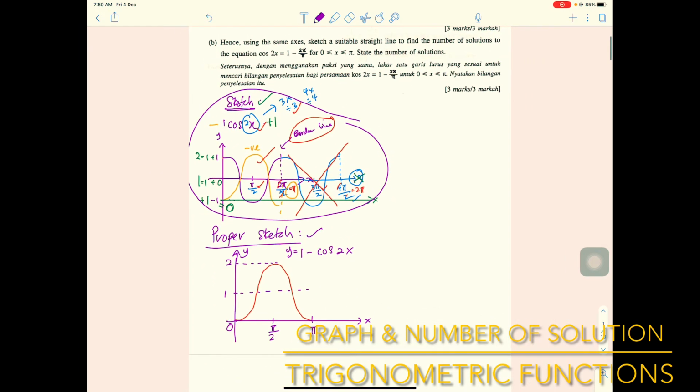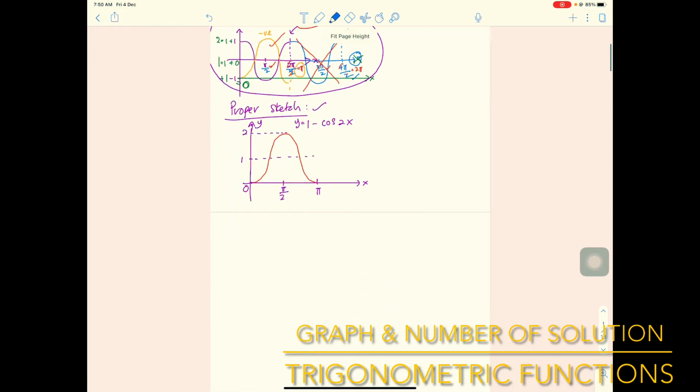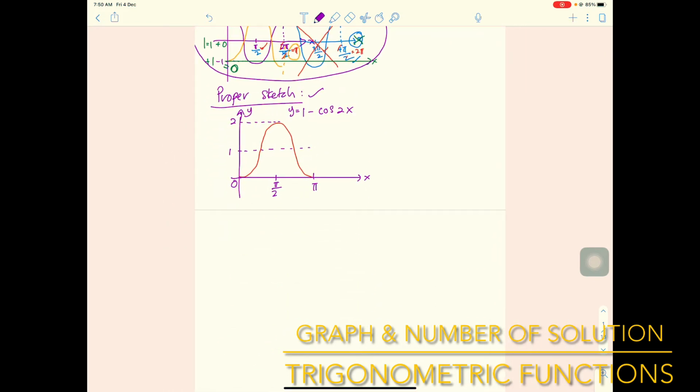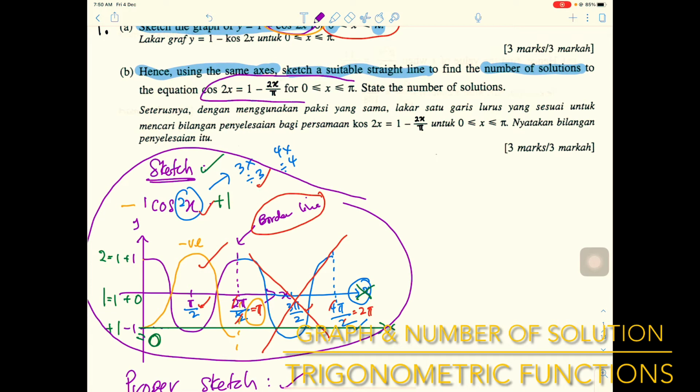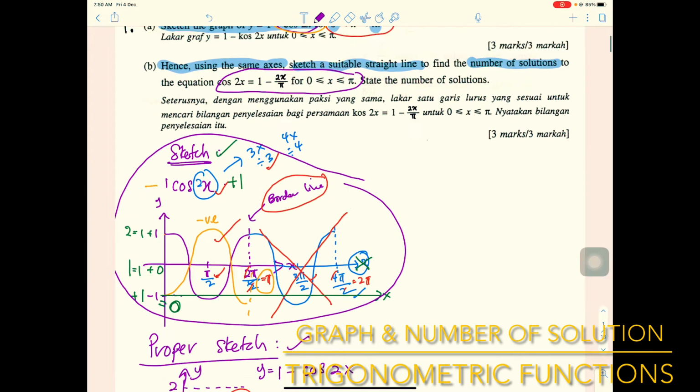Okay, using the same axis, this is question B. Hence, using the same axis, sketch a suitable straight line to find the number of solutions to the equation. The equation is cos 2x equals 1 minus 2x over pi, according to the question, and the range is between 0 and 2 pi.